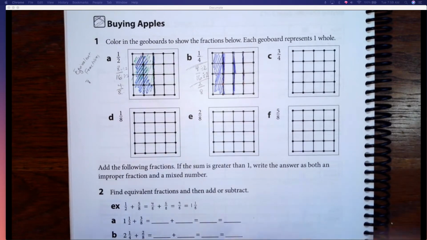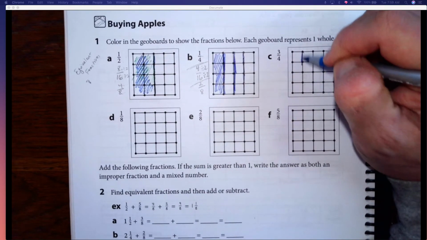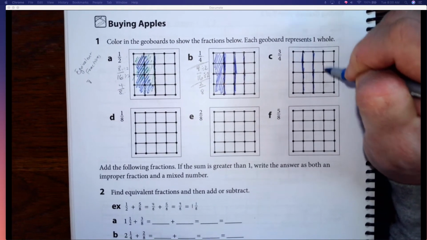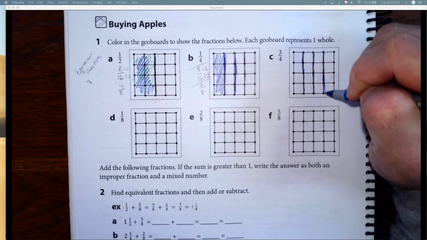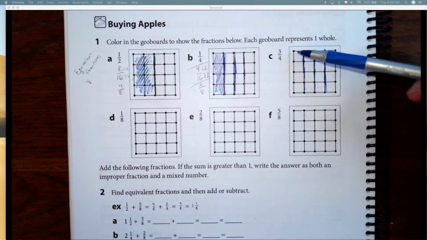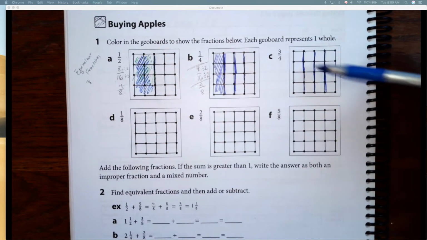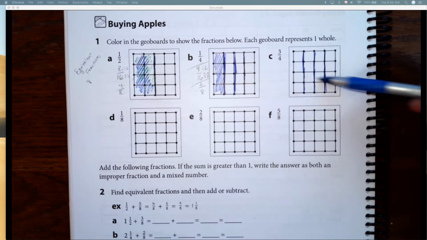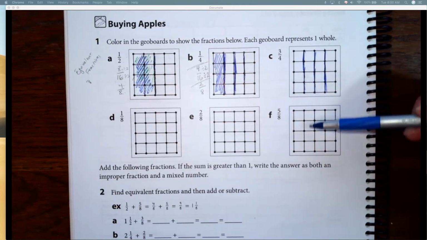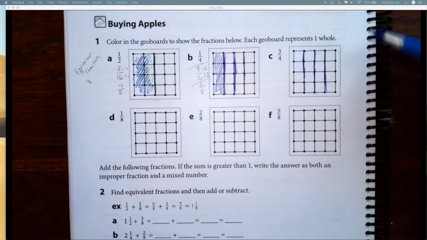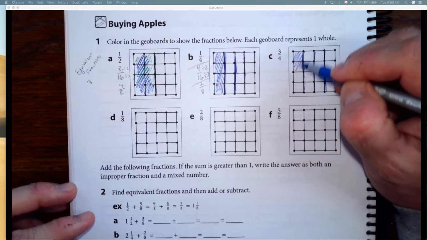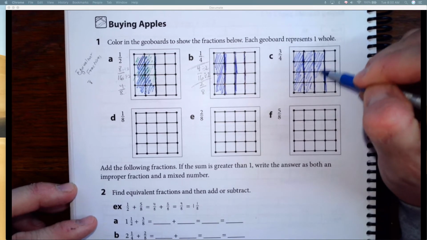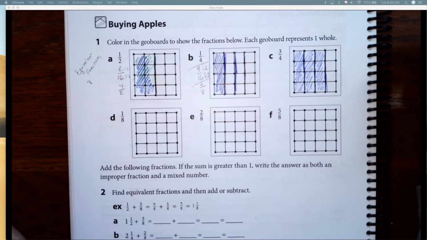Okay, now we're going to go to 3/4. I am going to cut my geoboard into fourths again. I just like to make a visual so I can actually see each of my fourths. So I have 1, 2, 3, 4 different parts. You could have also gone across, right? I just like to go down. I don't know why I like to go down first. So I'm going to shade in 1, 2, and 3. There's my 3/4.